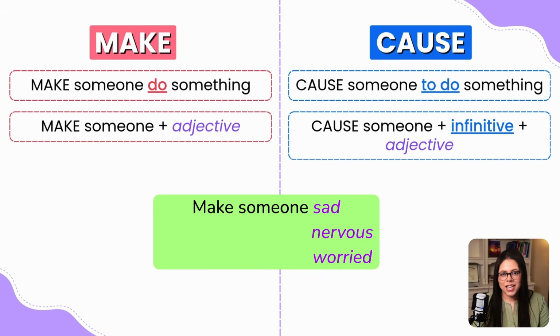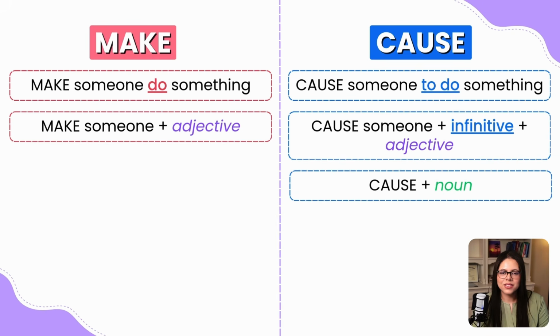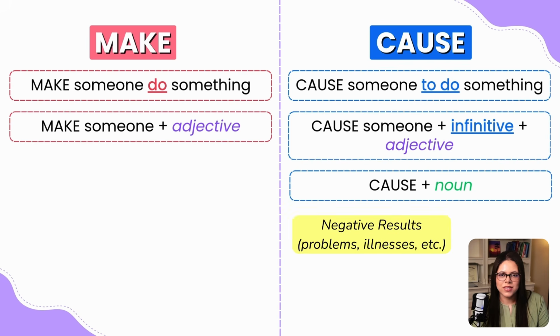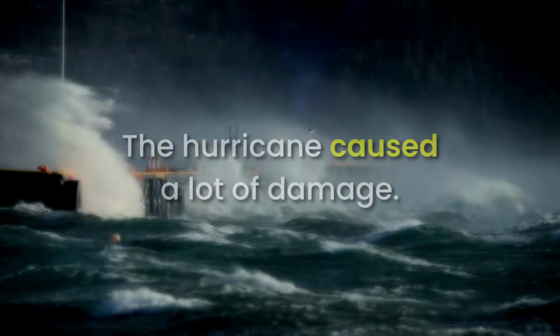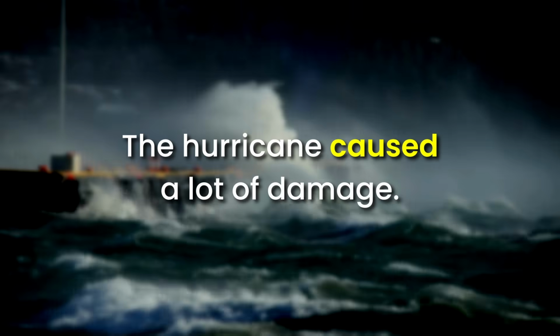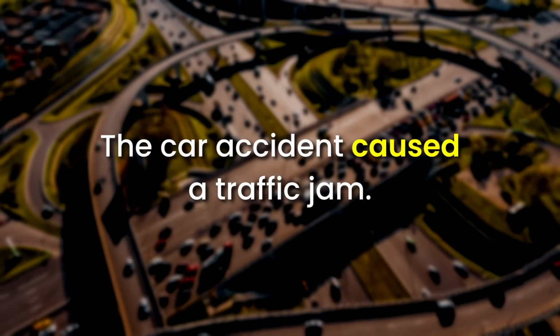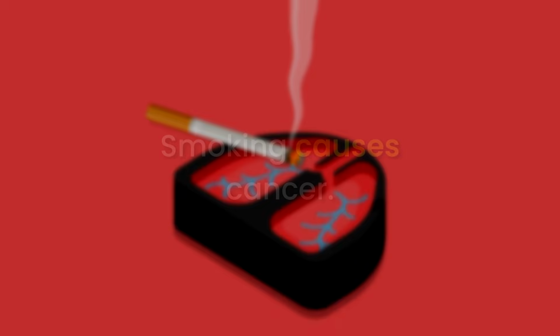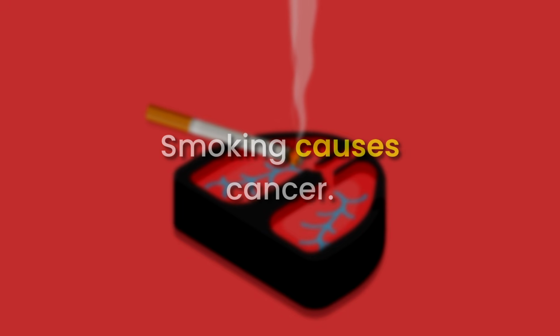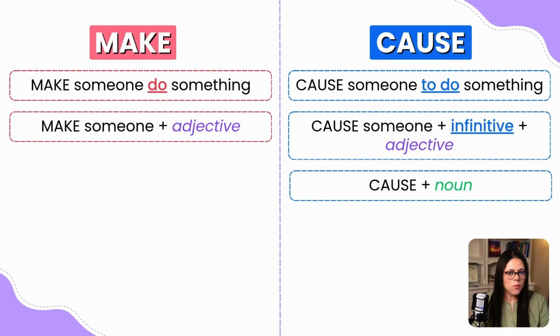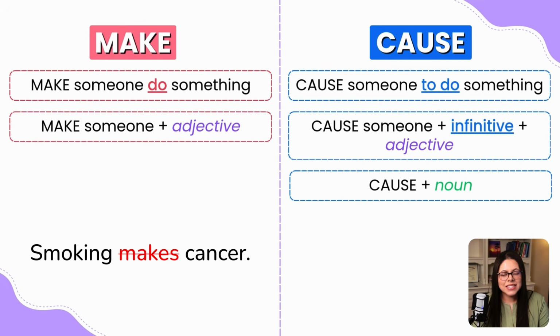In a similar context, there's another structure you can use, cause plus a noun. This is very common with nouns that represent negative results, like problems, illnesses, etc. For example, the hurricane caused a lot of damage. The car accident caused a traffic jam. Smoking causes cancer. So again, these examples are more factual and a little more formal. Smoking makes cancer? No, that doesn't work.